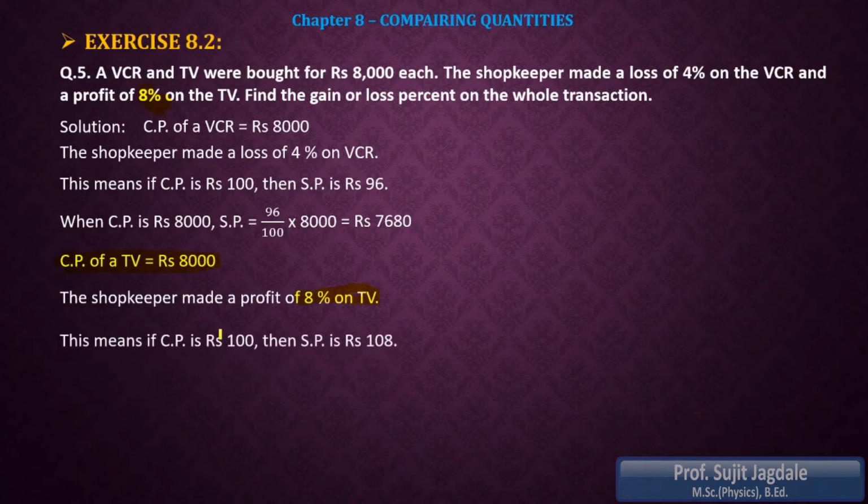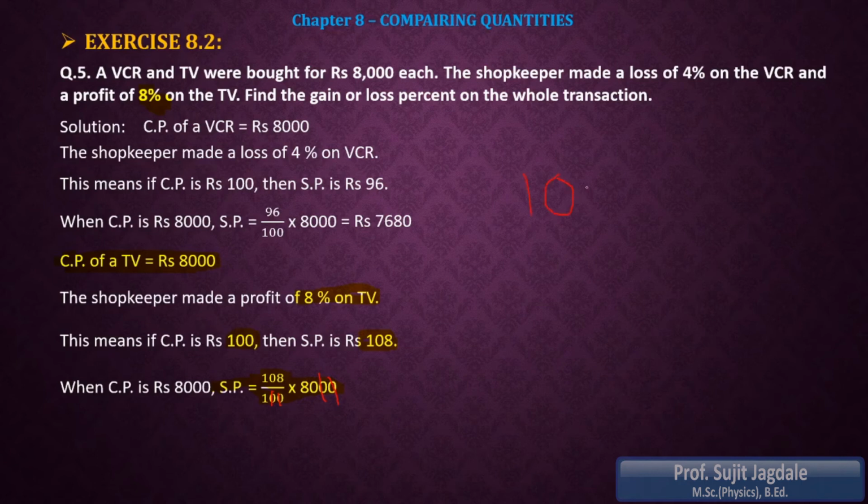That means we can say that if CP is 100, then SP is going to be 108. Profit means addition. 100 plus 8 is 108. So use the same formula. So therefore SP is equal to 108 divided by 100 into 8000. Again those two zeros are going to be cancelled. Okay, again perform the multiplication in the same way.